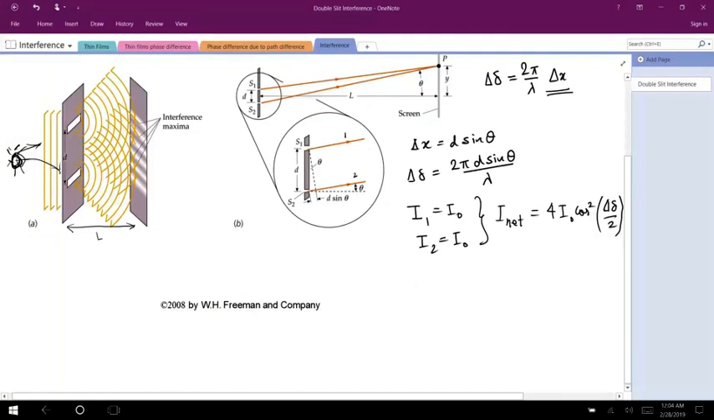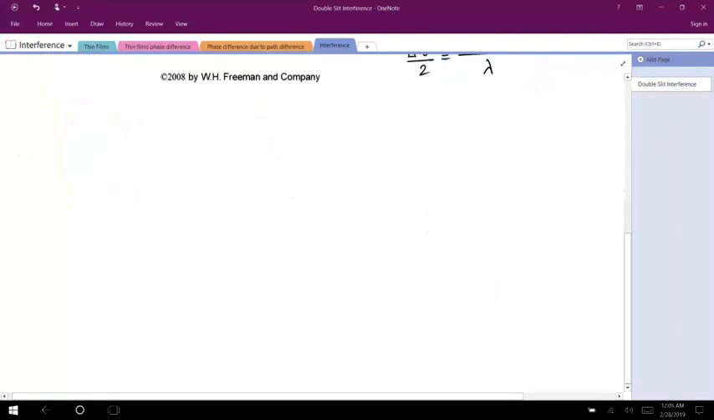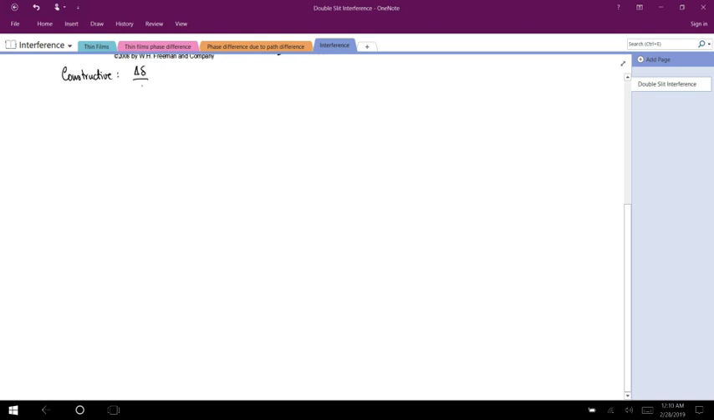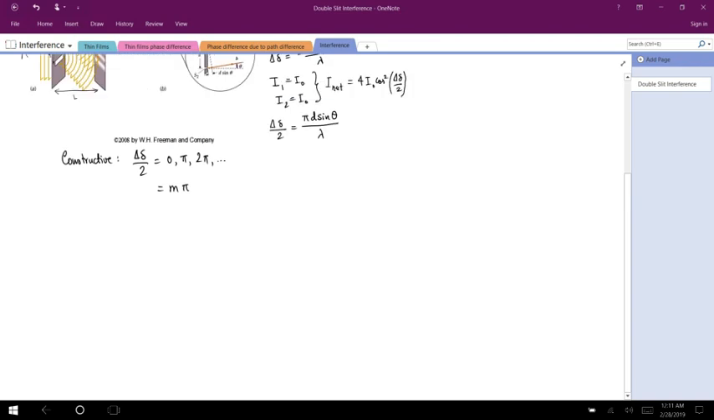And so delta delta over 2 is the relevant quantity. If you just try to find what delta delta over 2 is, that quantity from here is just going to be pi d sine theta over lambda. Okay, and we know the conditions for constructive and destructive interference. For constructive interference, the condition that we need is that delta delta over 2 has to be either 0 or pi or 2 pi, etc., which in other words is just an integer multiple of pi. And so m pi, where m is an integer.